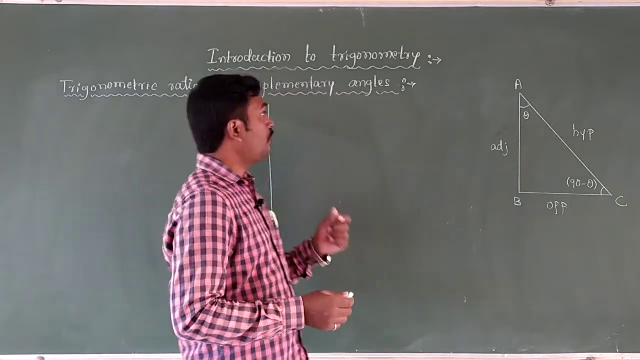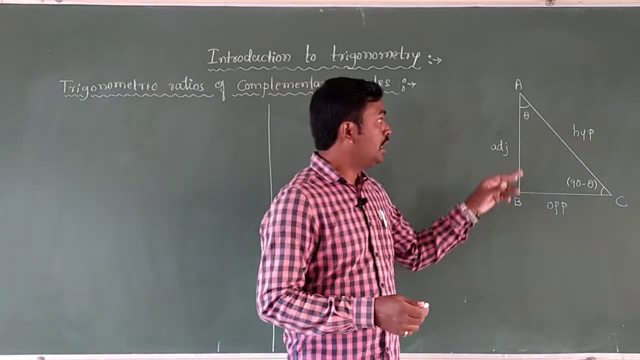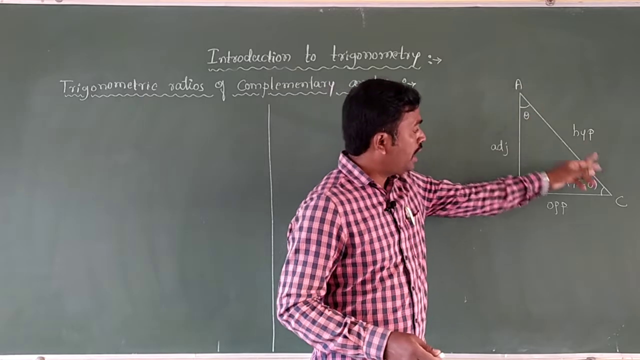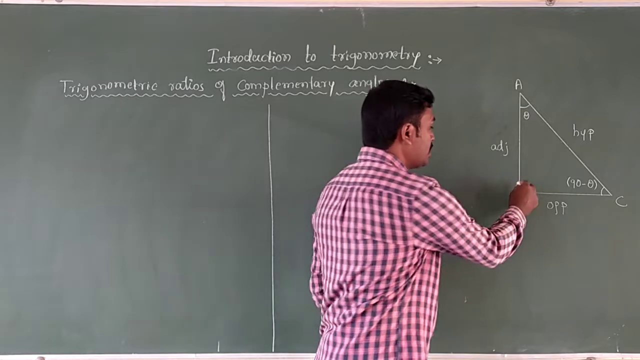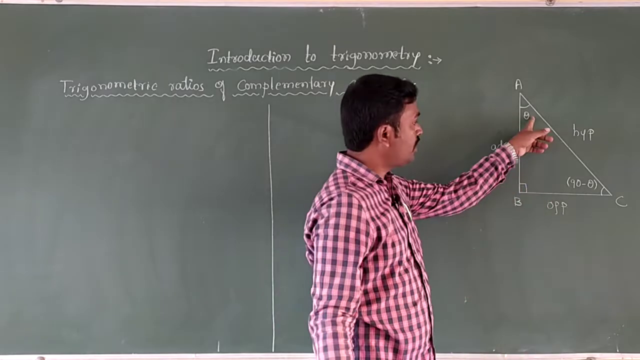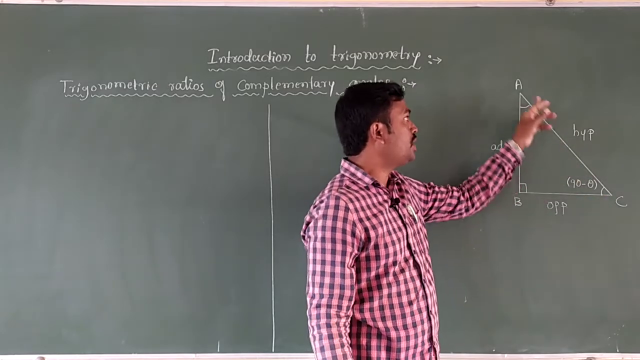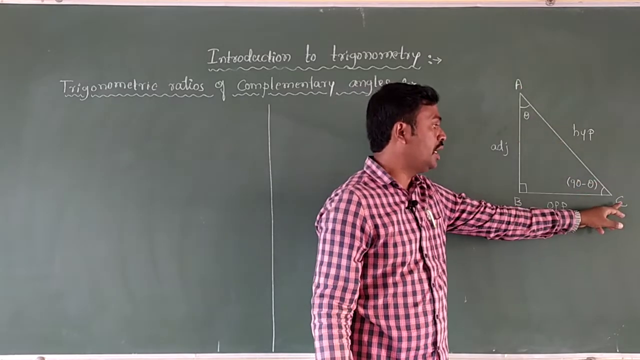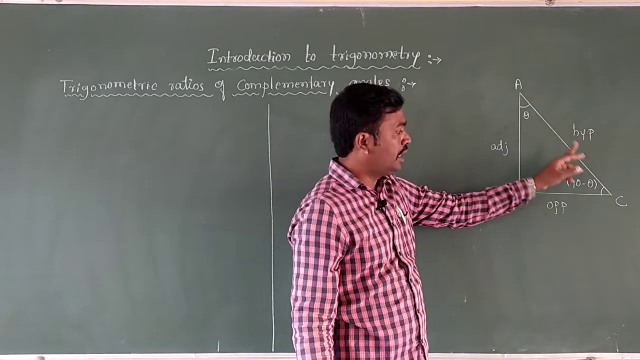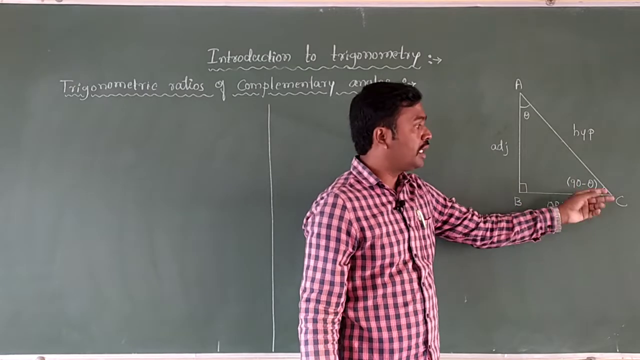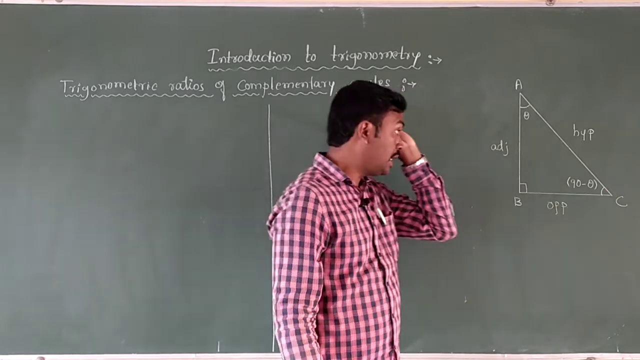Here we have to find the trigonometric ratios of complementary angles. Complementary angle of which angle? Here I have taken angles A and C. Here this angle is equal to 90 degrees, so the sum of these two angles is equal to 90 degrees. So these two angles are complementary to each other. Angle A is complementary to C, angle C is complementary to A. I have taken angle A as theta and angle C as 90 minus theta. If this is theta, this angle will be 90 minus theta.